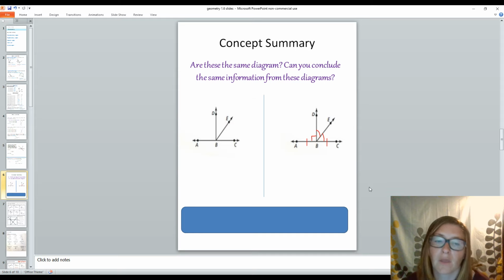All right. Before I give that practice, I have to finish off with one more piece of information. Looking at these two diagrams, are these diagrams the same?